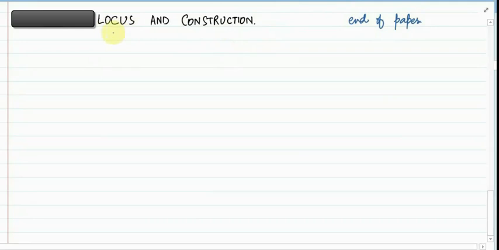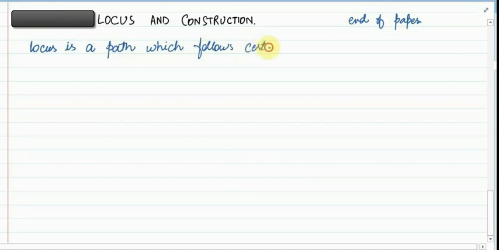Now the question arises, what is a locus? How do you define a locus? A locus is a path which follows certain conditions.